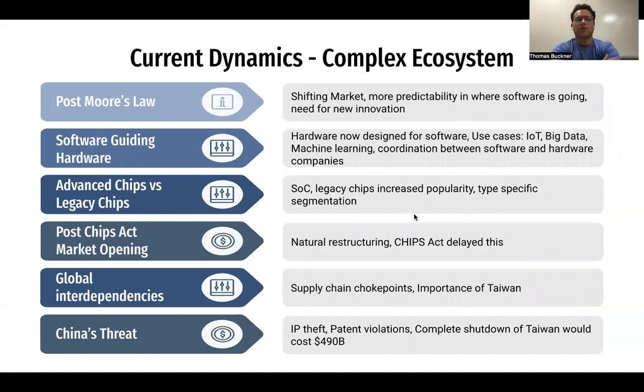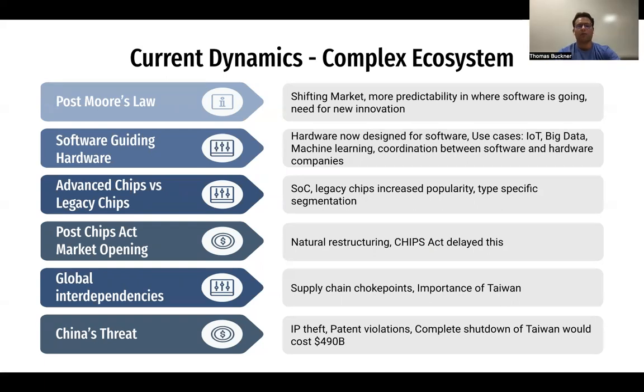My research specifically focused on the current dynamics of the industry as a whole. I looked at six features of the industry. What's it going to look like after the end of Moore's law? How has software been guiding hardware within this industry? Advanced chips versus legacy chips. We've seen a switch, especially with the growth of the Internet of Things, towards legacy chips rather than the advanced chips that previously used to be driving the industry.